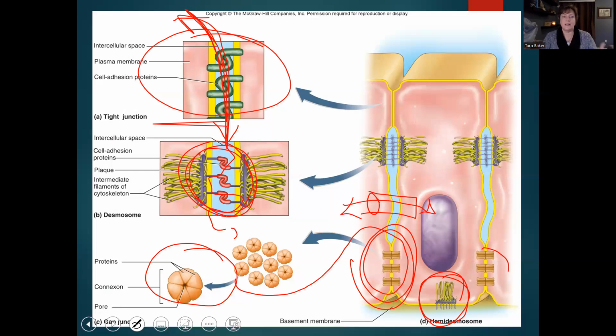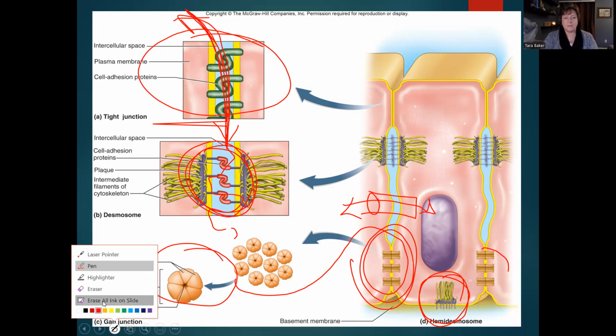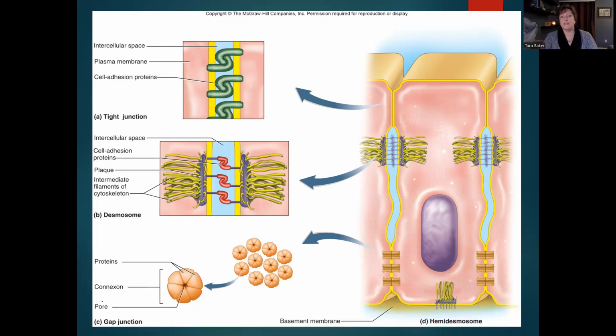So we have 4 different types of cell adhesions: tight junction, desmosome, gap junction, and hemidesmosome, and each one has a different function. You should be able to look at this picture on the right and label those 4 different types of junctions in this picture. And then you should also be able to describe them and say what their different functions are.